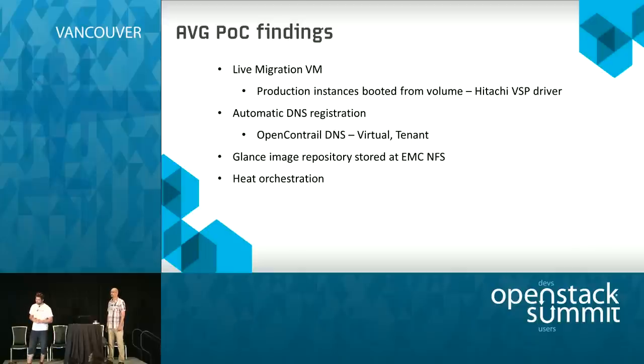The second thing is automatic DNS registration. With OpenContrail, we don't need to develop some integration that registers something into Microsoft Active Directory after provisioning, because OpenContrail natively supports automatic creation of domain records. For Glance images, we decided to put them on the existing EMC NFS storage. Maybe in the future we would like to move it into Swift, because Swift is on our internal roadmap to implement at AVG.